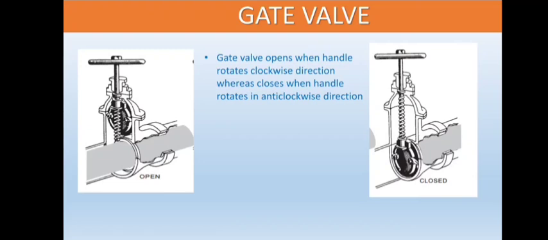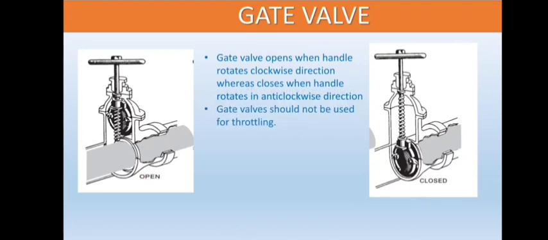A gate valve opens when the handle rotates in the clockwise direction, whereas it closes when the handle rotates in the anti-clockwise direction. Based on the direction of rotation, the gate valve gets opened and closed.